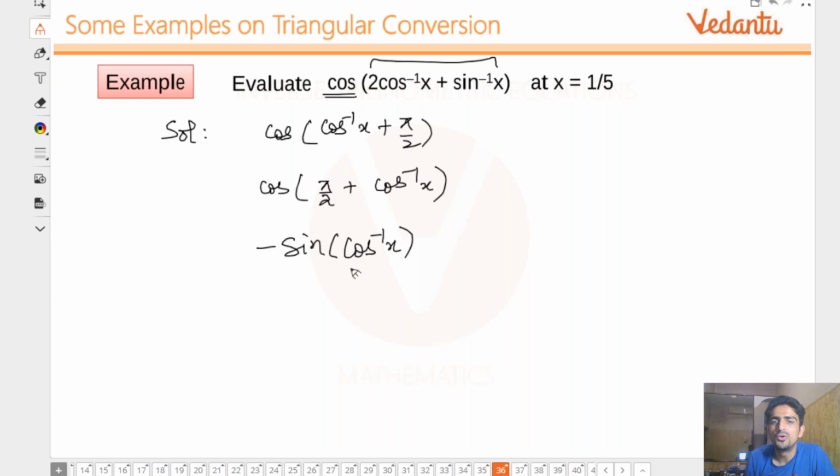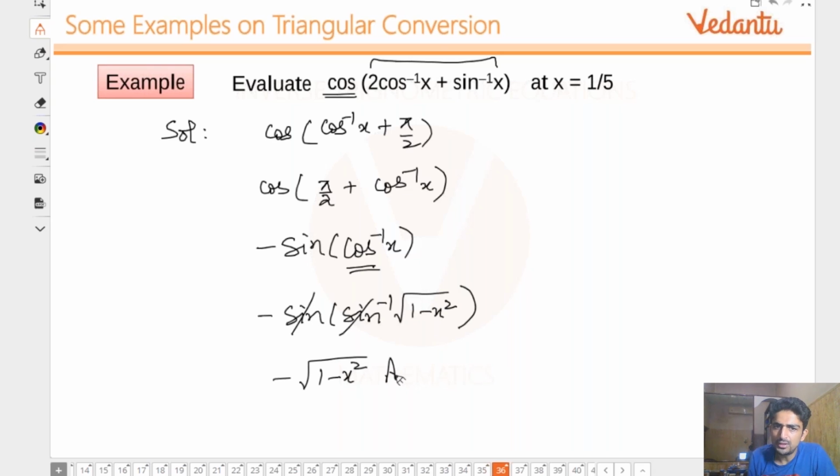And now we know we will convert it into sine inverse. Just draw the triangle, you will get sine inverse root 1 minus x square. Cut. So the answer is root 1 minus x square. A beautiful question and very easy question. Students get confused how to handle this term. They forget cos inverse plus sine inverse will become pi by 2.